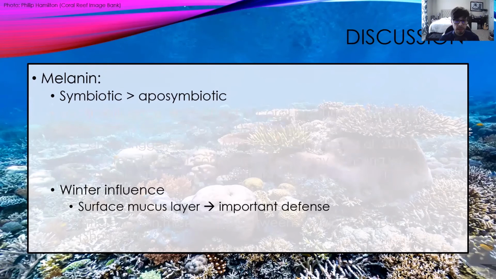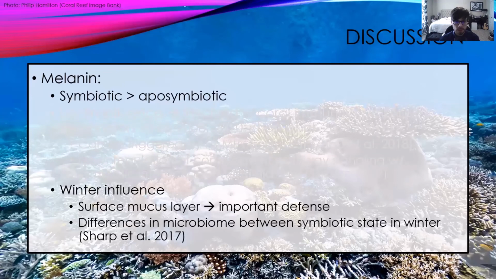And lastly, our melanin analysis showed this influence of symbiotic state within our winter collections. This was a little harder to identify potential avenues for interpretation, but the one thing to note is the importance of the surface mucus layer within coral immunity. The surface mucus layer contains helpful bacteria as well as antioxidant properties in order to mitigate pathogenic infections.